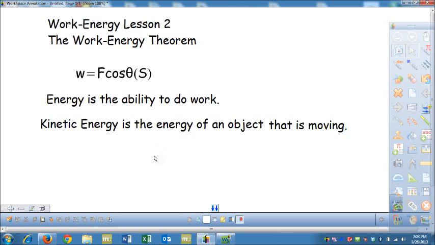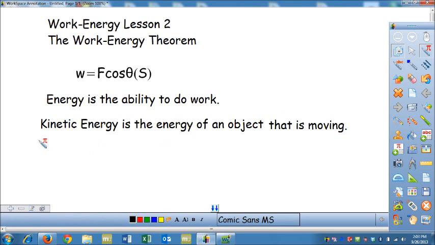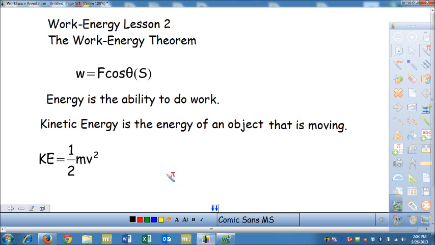Okay, so kinetic energy, well, as you might imagine, the faster something's moving, the more kinetic energy it has. Turns out also the more mass it has, the more kinetic energy it has. And the actual equation for kinetic energy is equal to 1/2 mv squared. That's how we calculate kinetic energy.